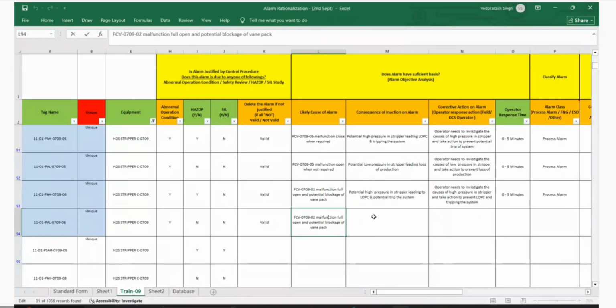All function full close. Yes. And potential low pressure in the stripper, leading to process upset, right? Process upset only. Off-spec crude, because there's no stripping efficiency. There's no stripping. Off-spec, huh? Yeah.